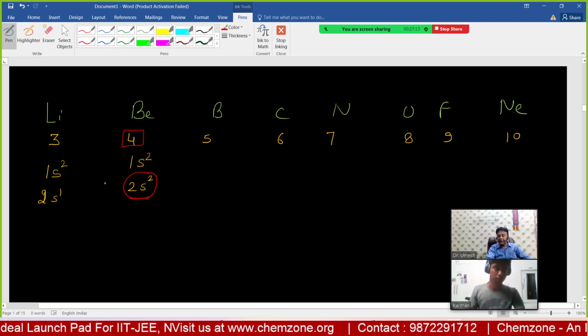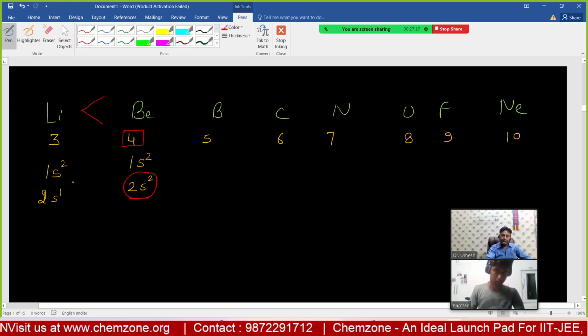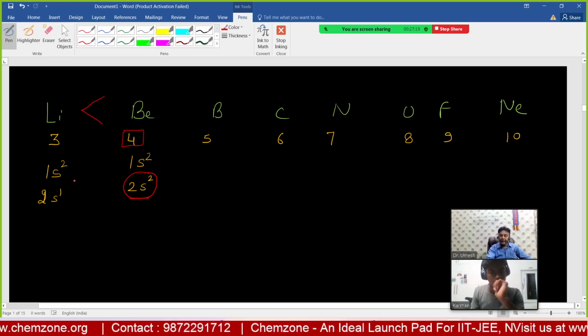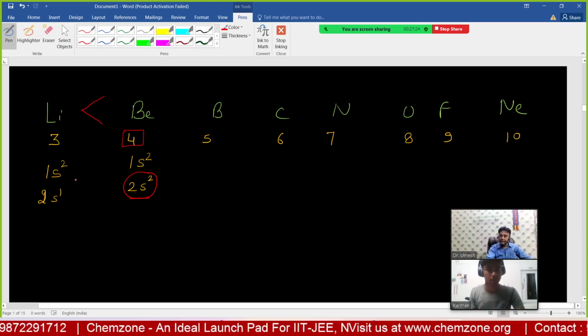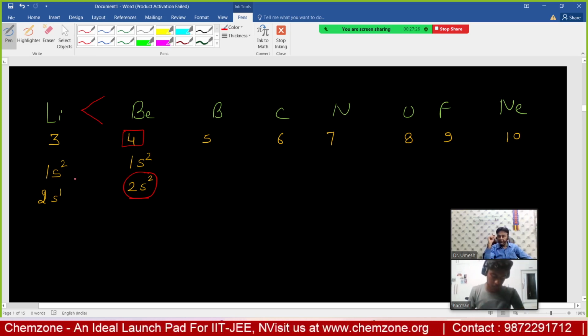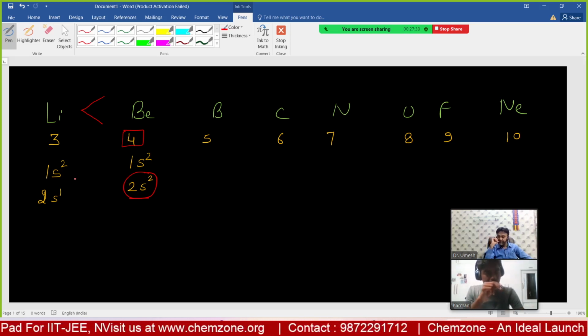Both of these factors are responsible for high enthalpy of ionization, and that is why beryllium has a higher value as compared to lithium. There are two factors which are responsible for the high enthalpy of ionization for beryllium as compared to lithium. Am I clear?